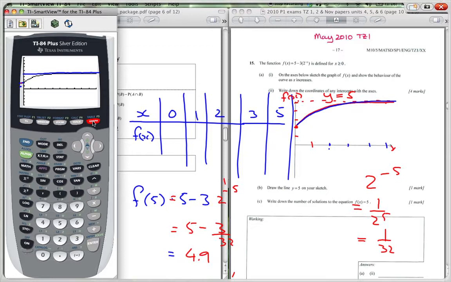Then it says part B: draw the line y is equal to 5 on your sketch. I've just done that. And then write down the number of solutions for the equation f of x equals 5. Well, it never equals 5, so there are 0 solutions for that.